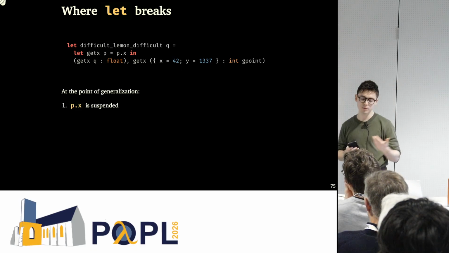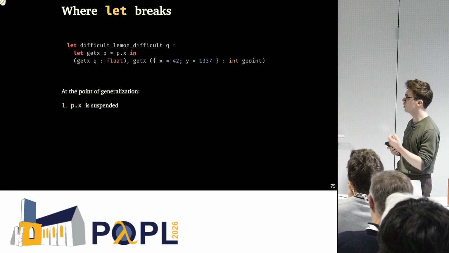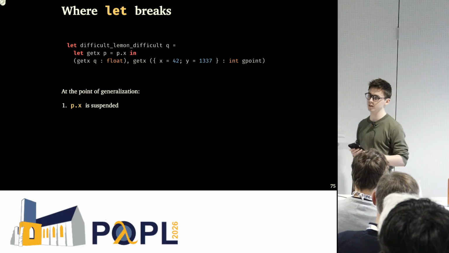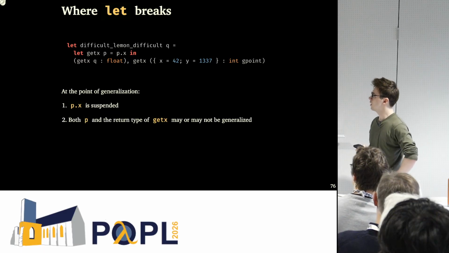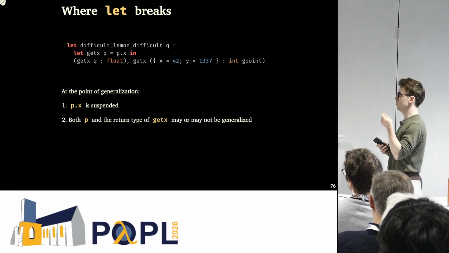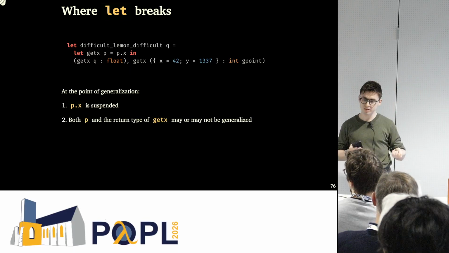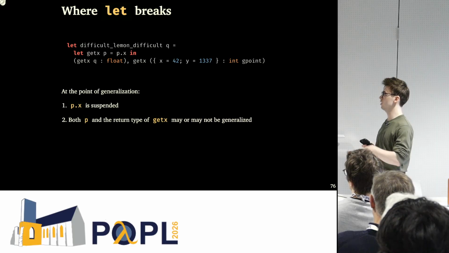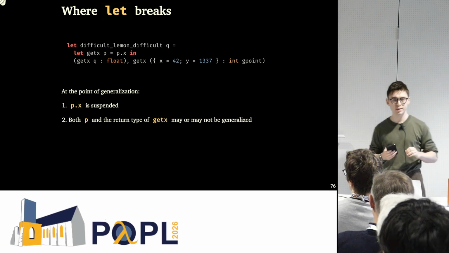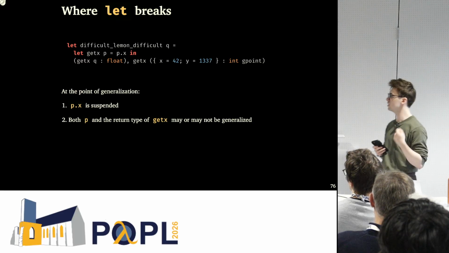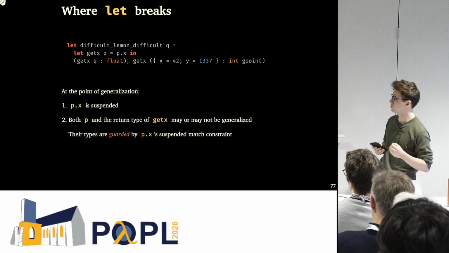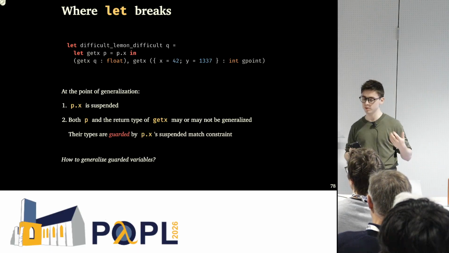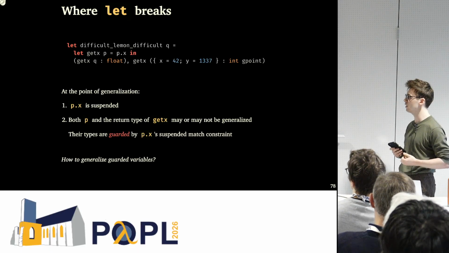And so at the point of generalizing the type scheme for getX, we would first note that we don't have enough type information to solve the suspended match constraint on p.getx. Secondly, we don't even know if p or the return type of getX may be polymorphic or monomorphic at this point in constraint solving. So at the point of generalizing getX, it could have the type point to int. And so we say such variables are guarded by p.x's suspended match constraint. And so now we have to deal with the problem of generalizing such guarded variables.